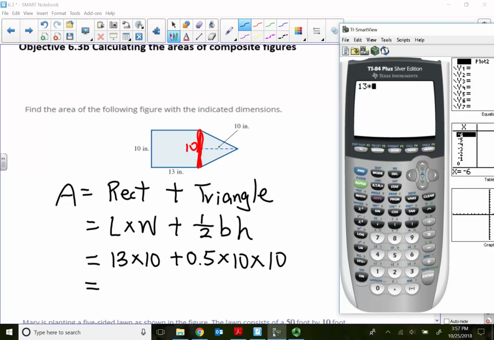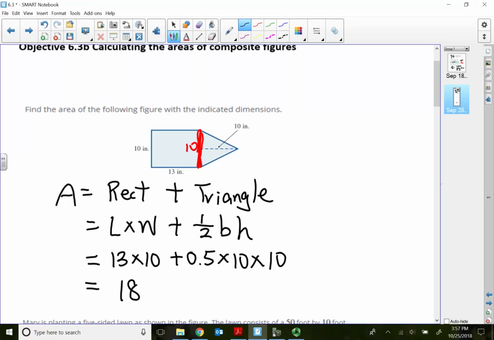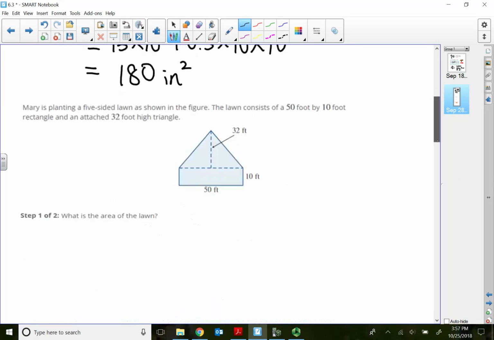So 13 times 10 plus 0.5 times 10 times 10. That would be 180. So for module 5, you notice that whenever we talk about area, that means our units have to always be squared. So my answer: 180 square inches.